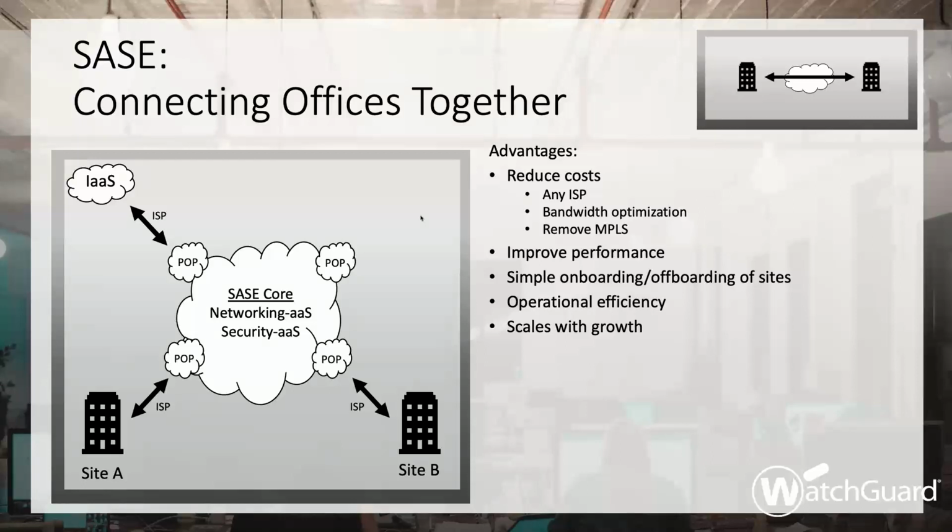And so you think about, now what are the advantages of doing that, right? It helps me reduce costs. I can use any ISP. In many cases, I would still use multi-WAN and have multiple connections going from my site to this SASE core. But I can now rely on the SASE vendor to optimize that traffic, to make sure that routing from my site to AWS or Azure is very efficient as it goes up there. It removes my dependency on MPLS and offers some cost savings potentially from that.